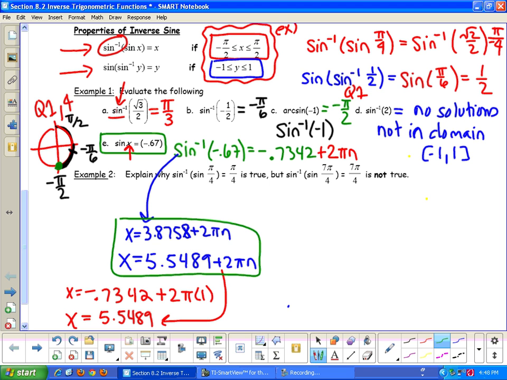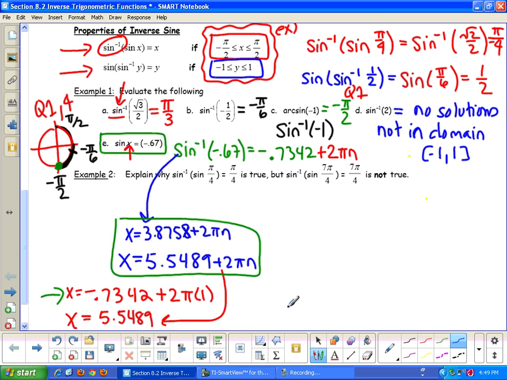And even if you notice negative 0.7342, if I add 2 pi to that, because the next answer that's going to be equal, the same distance from that, would be adding 2 pi n, so 2 pi times 1, that would give you x equals 5.5489, which is the second answer on our graph. So there is a way to find these without having to graph them in your calculator, which we will talk about. But for right now, you can use your graphing calculator to show you that one.